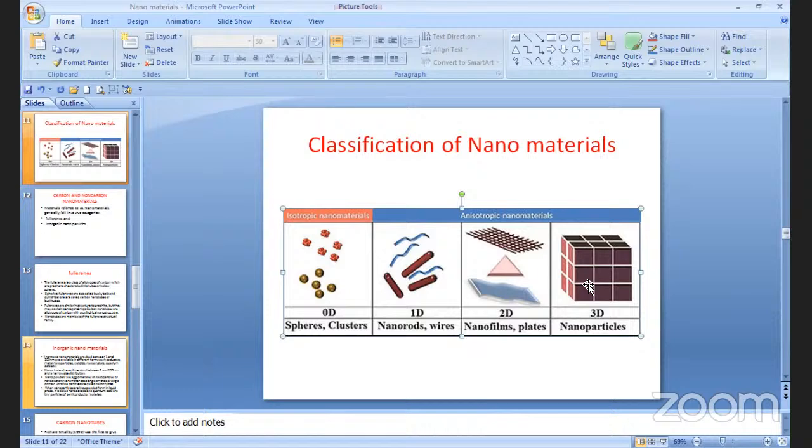So these nanomaterials are materials which are characterized by an ultra fine grain size. Generally, ultra fine grain size means less than 50 nanometers, or by a dimension which is limited to 50 nanometers. Okay, nanomaterials are materials which are characterized by an ultra fine grain size, which is limited to 50 nanometers.